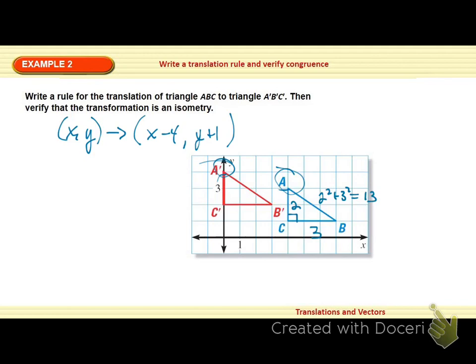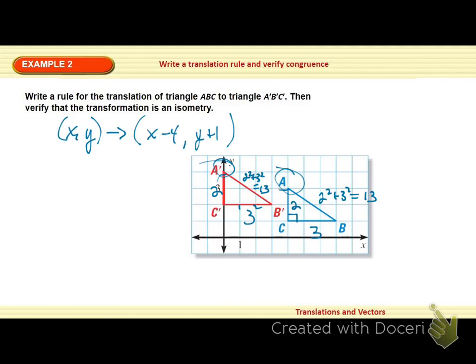√13. Then I can come over to our image and make sure that all of the corresponding lengths are the same. So C prime, B prime is 1, 2, 3. A prime to C prime is 2. And so if we were to do Pythagorean theorem, we get the exact same thing here as we did there, which is √13. So the lengths have been maintained.